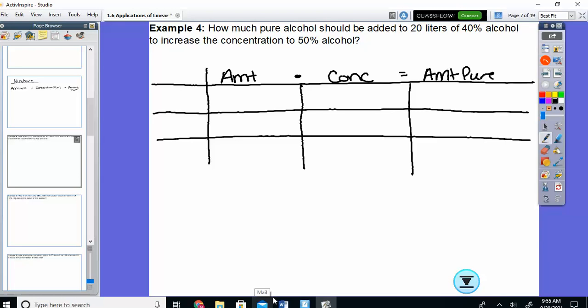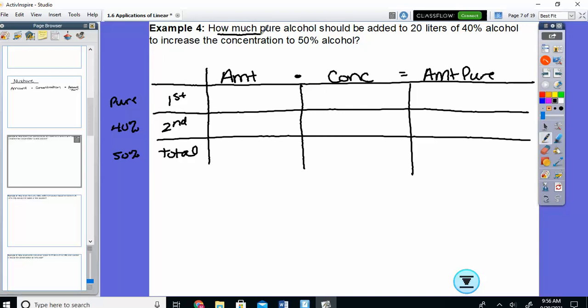My rows are going to be the things that I'm mixing together. So you can label these rows however you want. Some people just do like the first, the second, and the total. Some people are a little more specific. We're mixing the pure with the 40% to get the 50%. I don't really care about those labels on the row, just as long as it helps you understand what's what. Okay, so now we have to fill in the blanks.